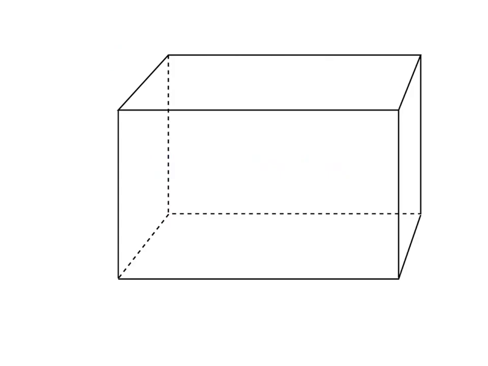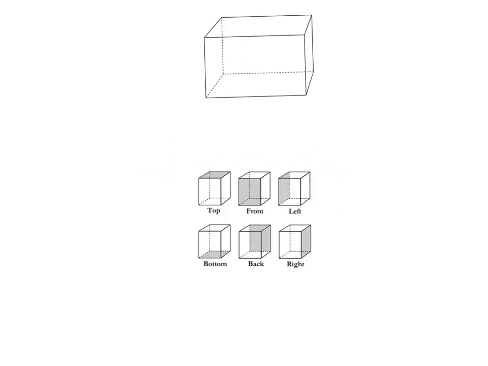First, let's look at rectangular prisms. We know that a rectangular prism has 6 faces. The top and bottom are congruent, or the same size, the back and front are congruent, and the left and right are congruent. Now let's be clear.